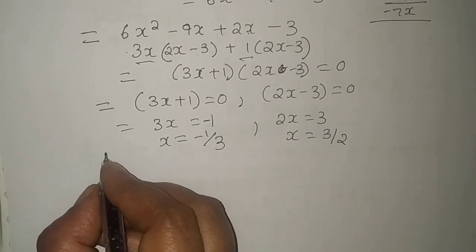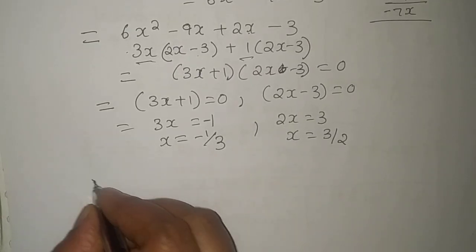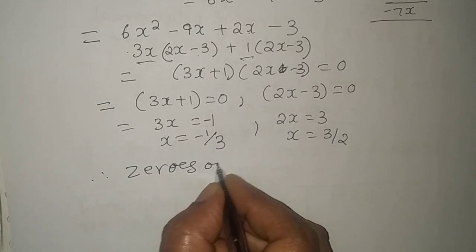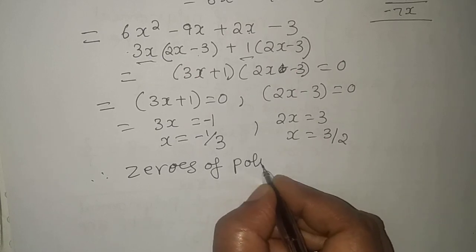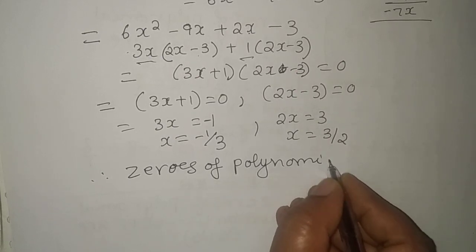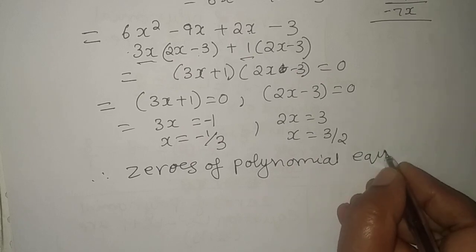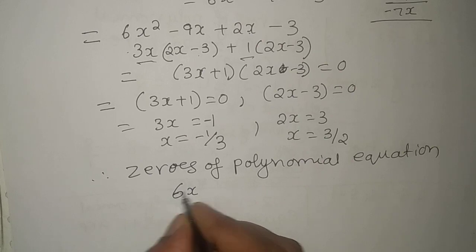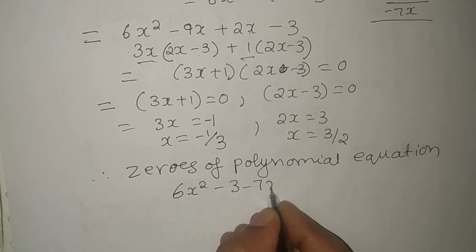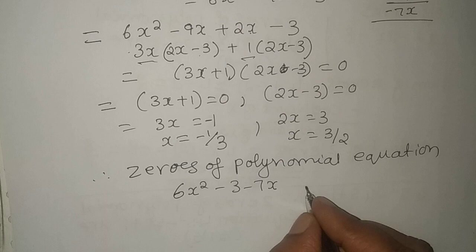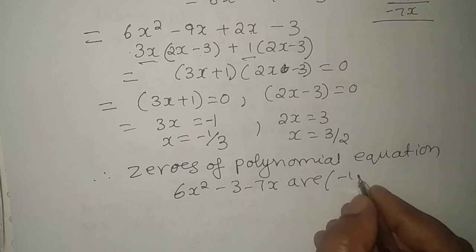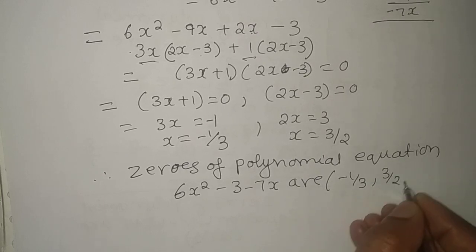Therefore, the zeros of the polynomial equation 6x square minus 7x minus 3 are minus 1 by 3 and 3 by 2.